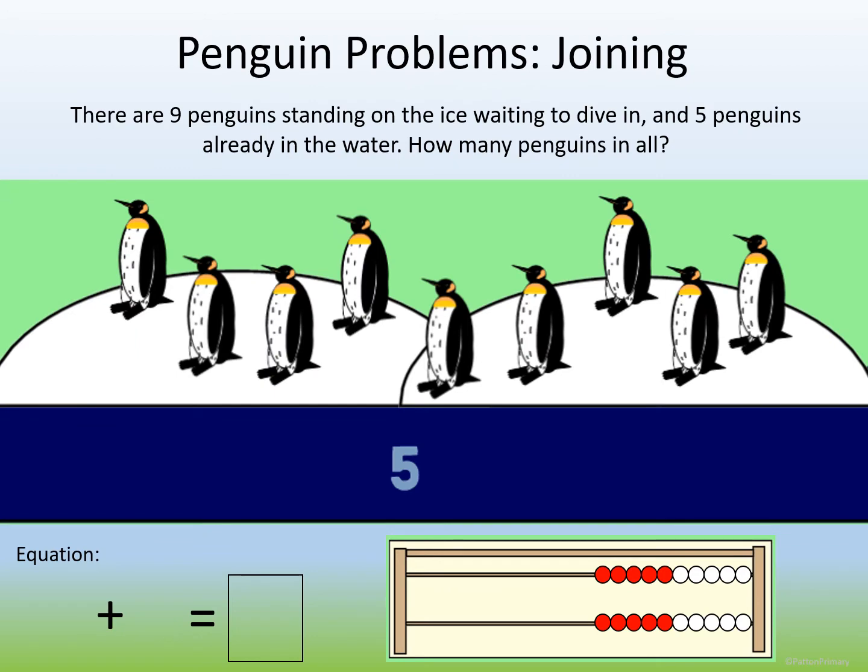Penguin problems joining. Let's read this story problem together. Ready, begin. There are 9 penguins standing on the ice waiting to dive in, and 5 penguins already in the water. How many penguins in all? Let's start off with the 9 penguins that are standing on the ice waiting to dive in. I moved 9 beads over on the abacus, and 5 penguins are already in the water. Turn to your partner and tell your partner how many penguins in all.